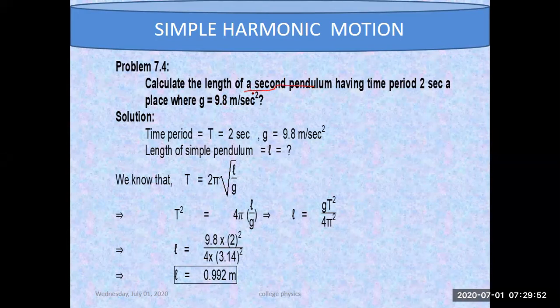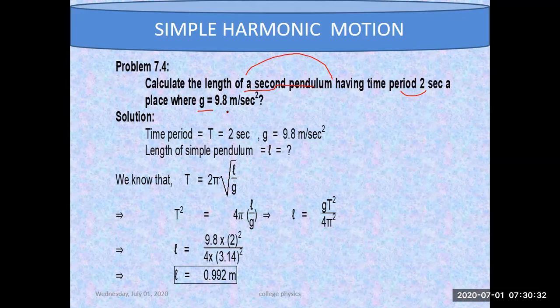Here it is. Length of a second pendulum having time period that is 2 seconds. Value of g will be 9.8 meters per second square. If you try to understand this problem, these types of problems will become very interesting and very simple as well when you look at the basic requirement asked during the problem. The basic requirement is that you are asked to calculate the length of a pendulum. Which pendulum? A second pendulum.